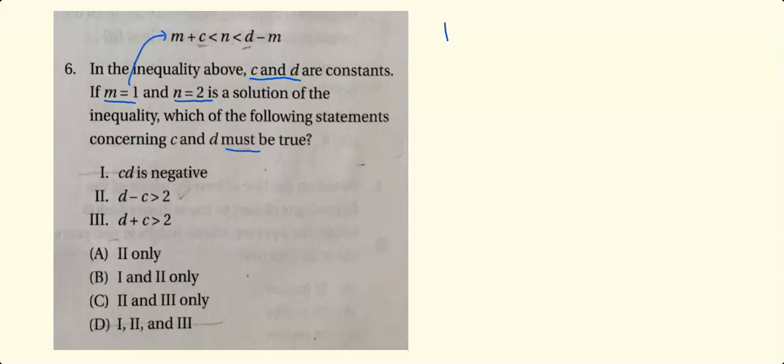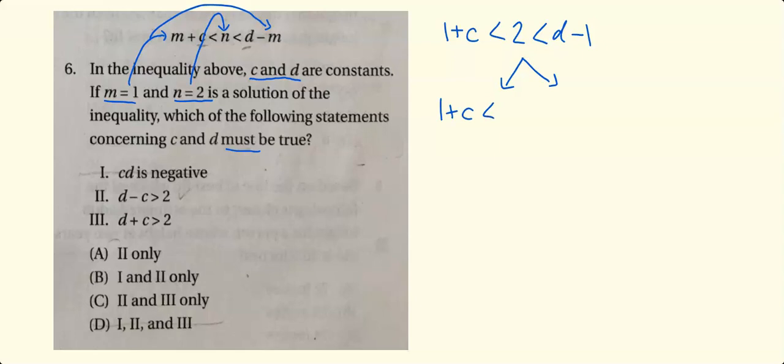So we end up with 1 plus C less than, and now N equals 2, so I'm going to substitute a 2 in here, and that's less than D minus, and again we're going to substitute 1. When you have this compound inequality, the best way to solve it is to split it into 2 inequalities. So we take the left-hand side, 1 plus C is less than 2, and 2 is less than D minus 1.